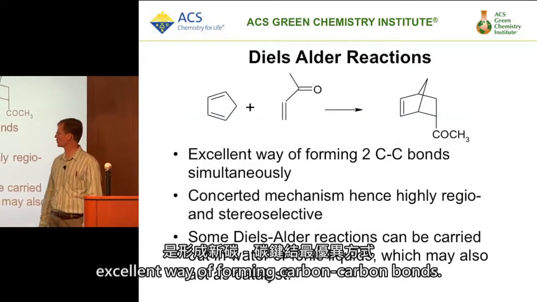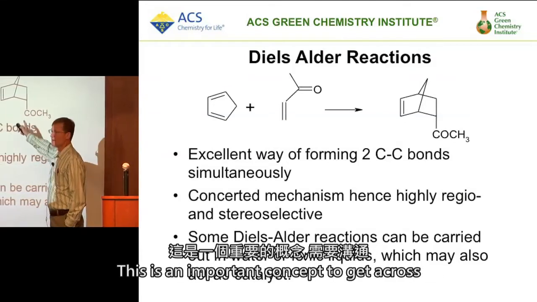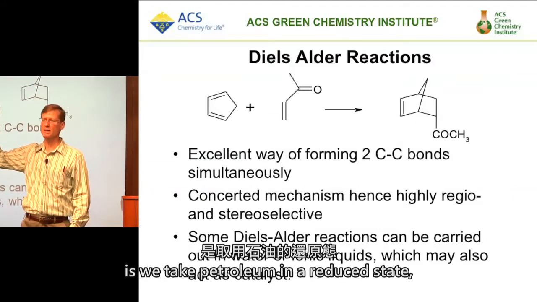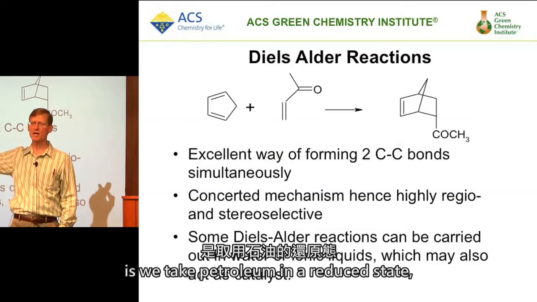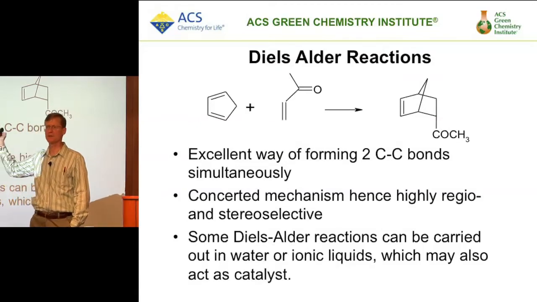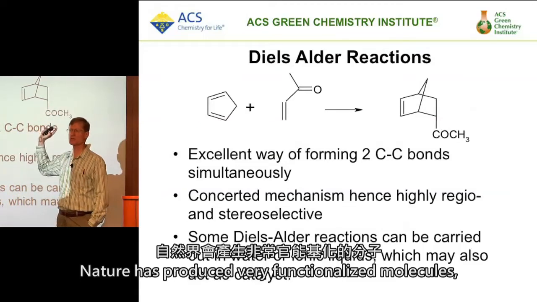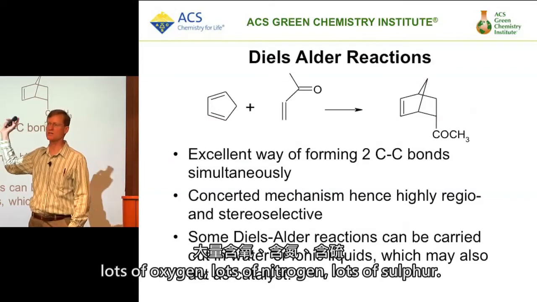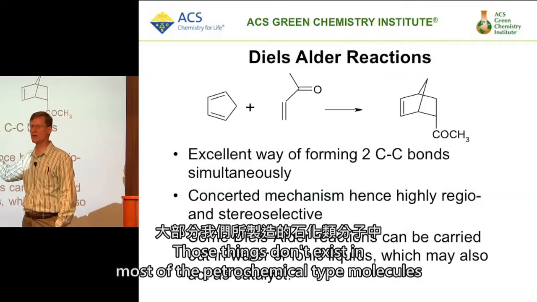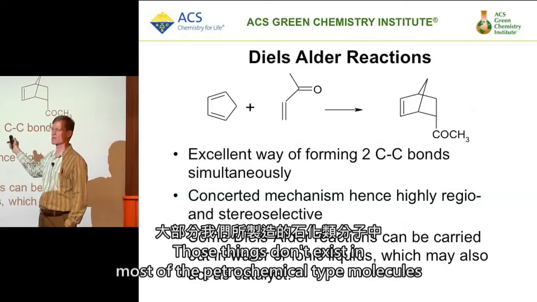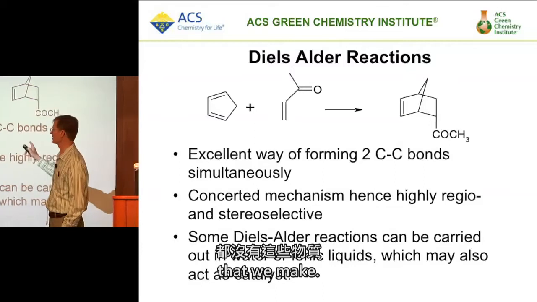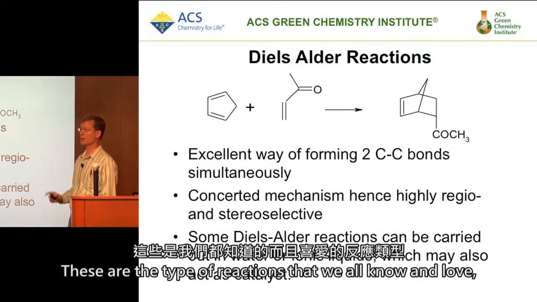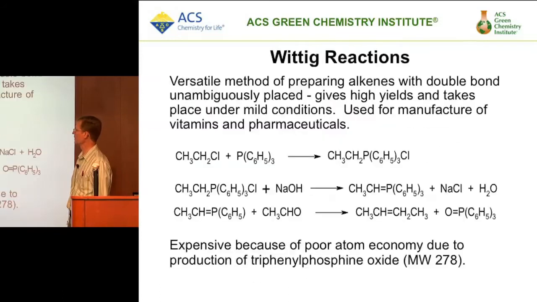Excellent, Diels Alder, excellent way of forming carbon-carbon bonds. This is an important concept to get across because most of what chemists do is we take petroleum in a reduced state and we functionalize it. Nature produces very functionalized molecules, lots of oxygen, lots of nitrogen, lots of sulfur. Those things don't exist in most of the petrochemical type of molecules that we make. So keep that in mind. These are the type of reactions that we all know and love and we're trained in.